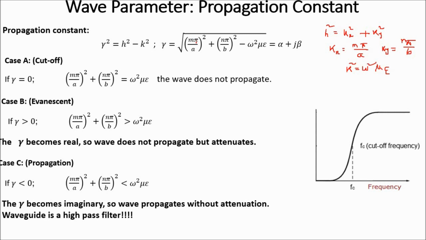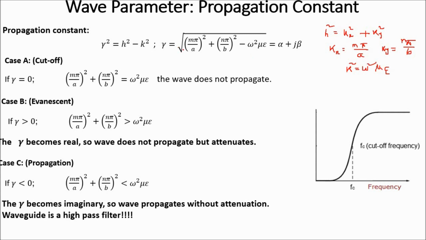Pi is also a real number. A and b are the dimensions of the waveguide. They are also positive real numbers. Omega is the frequency, which is also a positive real number. Mu and epsilon are also positive and real. So all of the parameters in this expression are positive real numbers.